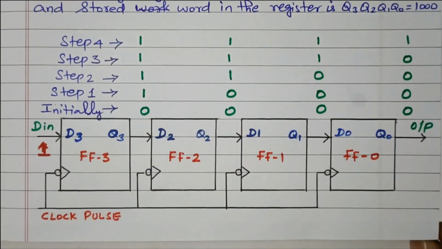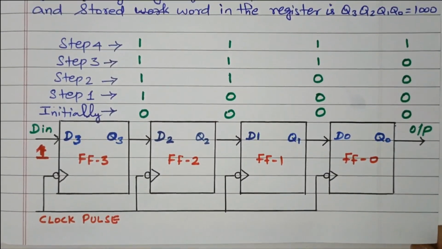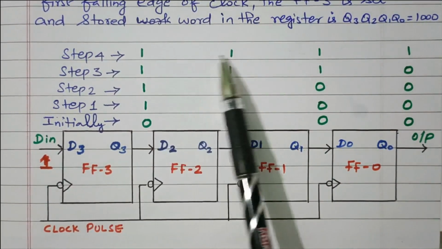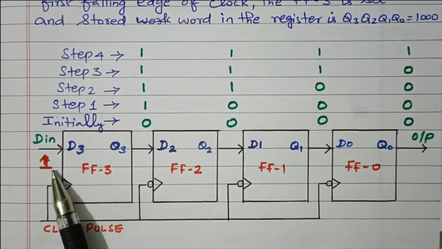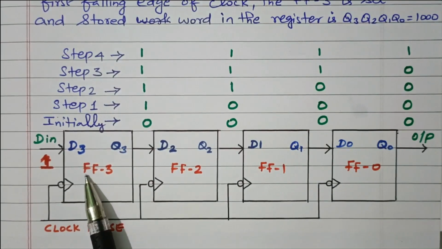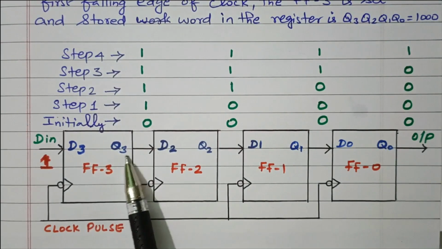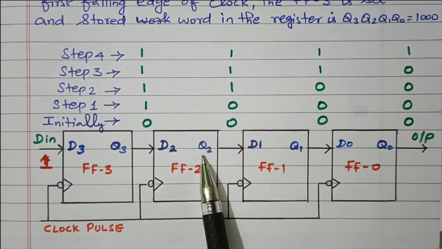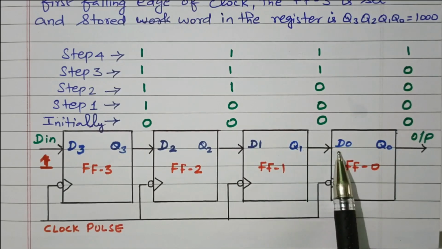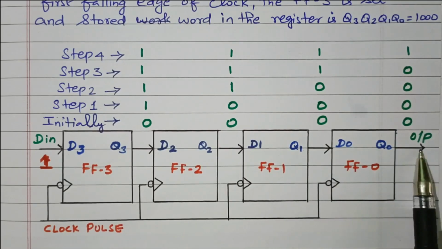Now we'll see the detailed diagram. The data we need to store is 1, 1, 1, 1. This is the data in. Data in is given to D3, flip-flop 3. Output of Q3 is given to D2. Output of Q2 is given to D1. Output of Q1 goes to D0. Finally, Q0 is the output.